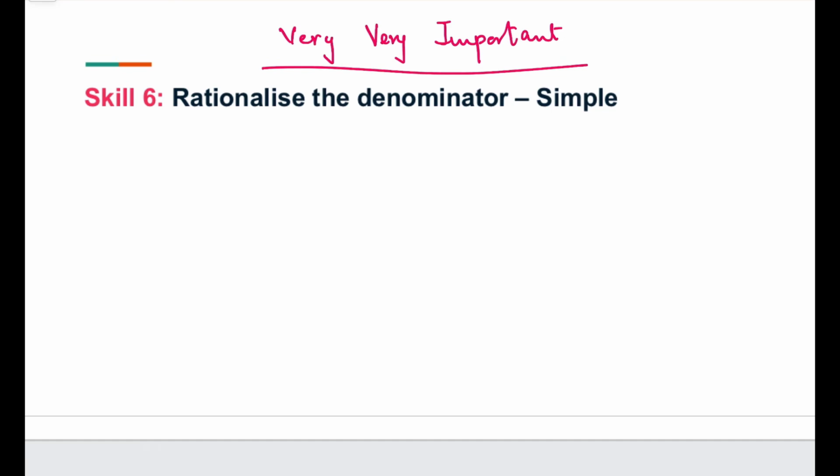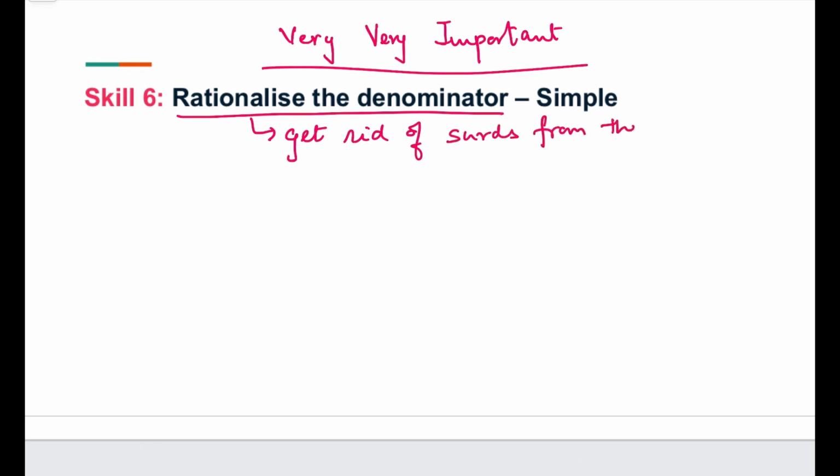In this video we are going to cover two skills: rationalizing the denominator, simple questions and difficult questions. It is a very important skill for exams. These are the questions that usually turn up in the exam. Rationalizing the denominator means you need to get rid of surds from the denominator. Alright, how do we do that?